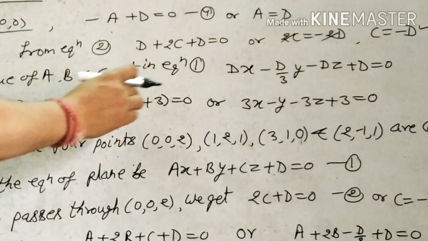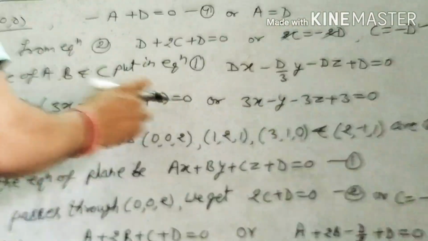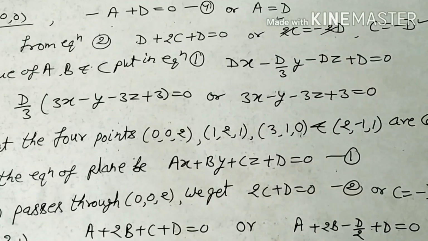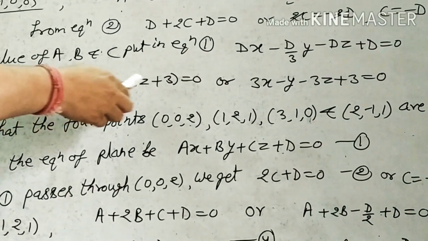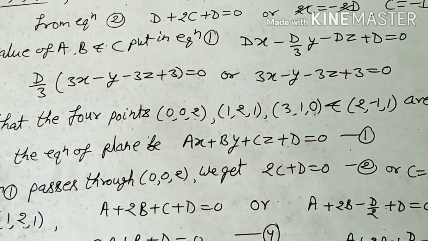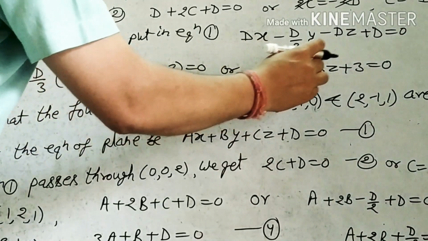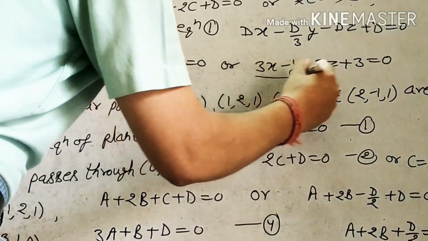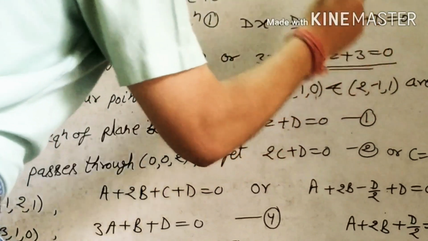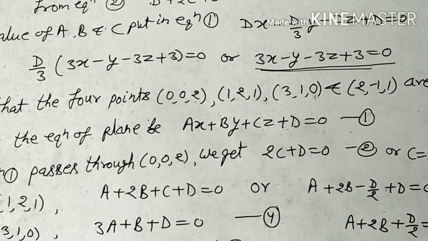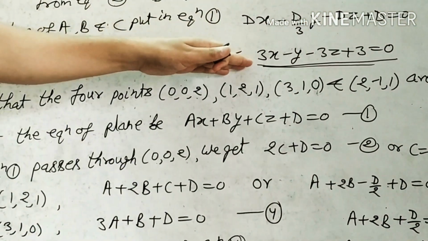D is common, that's why it will be 3. So d upon 3 in bracket, 3x minus y minus 3z plus 3 equal to 0, or you can say 3x minus y minus 3z plus 3 equal to 0. It will be the equation of the plane which passes through the given 3 points. That is the final equation of the plane.